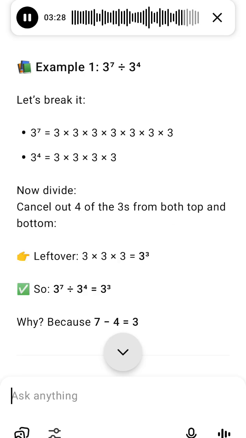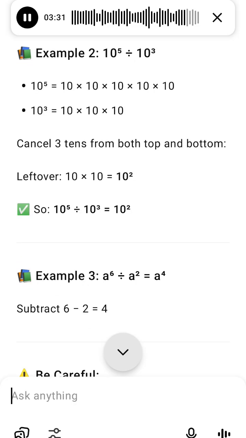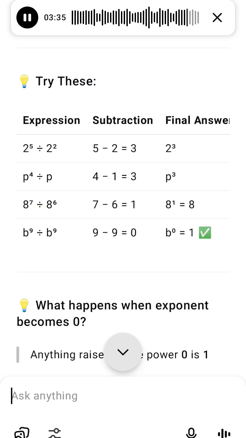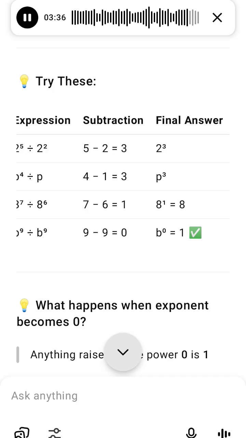If the exponents become 0, the result is 1. a^0 equals 1 if a is not 0. Do not apply this if the bases are different. Example: 3 squared divided by 2 squared, solve normally, no rule. Useful mini-examples: expression and answer. 2^5 divided by 2^2, 9^7 divided by 9^4, and a^b divided by a^b equals 1.